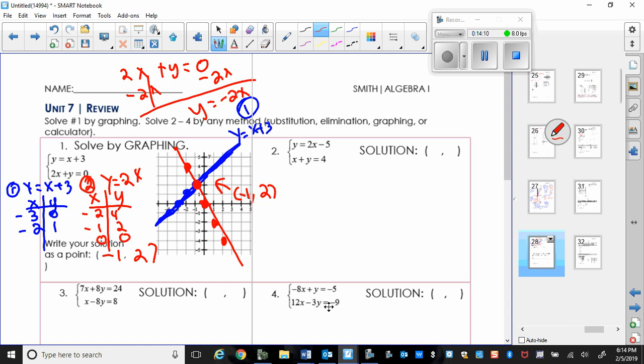Next problem. y equals 2x minus 5, x plus y equals 4. I'm going to use substitution because y is by itself. I'm going to replace the y.